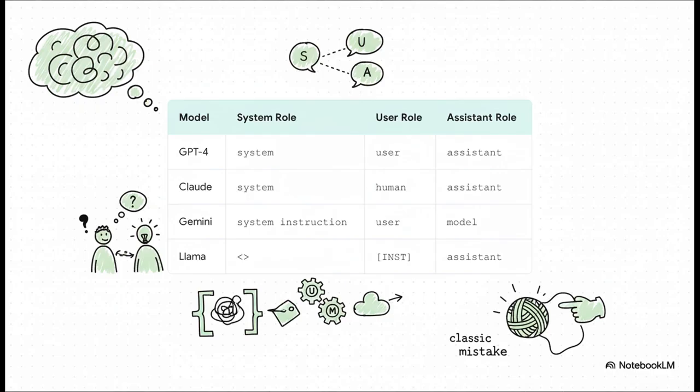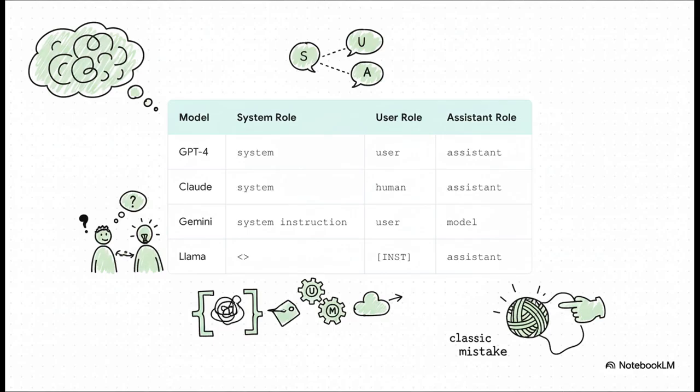GPT-4 uses the system, user, and assistant roles we all kind of know. But then you hop over to Claude and it expects human and assistant. Gemini wants user and model. And then you have open source models like Llama that often use this special tagged format, wrapping instructions in tags like [INST].